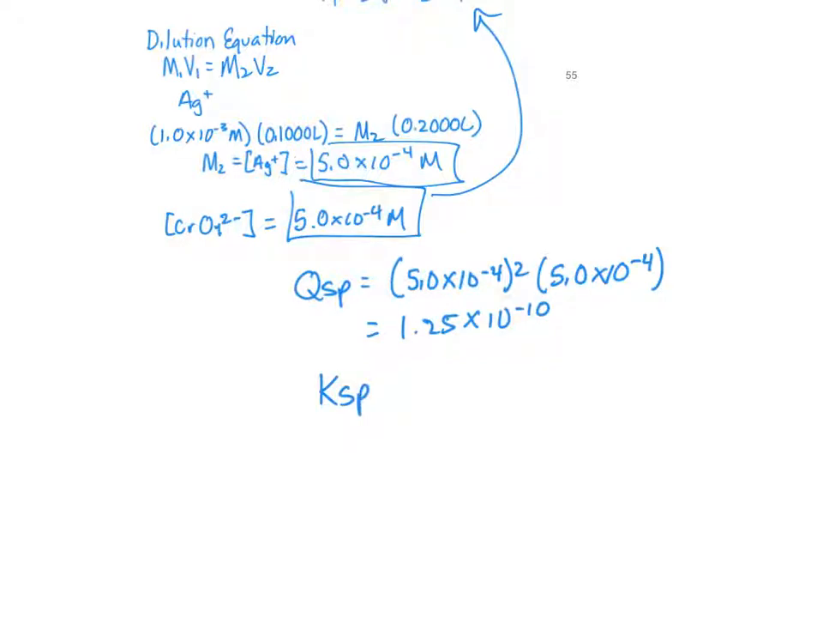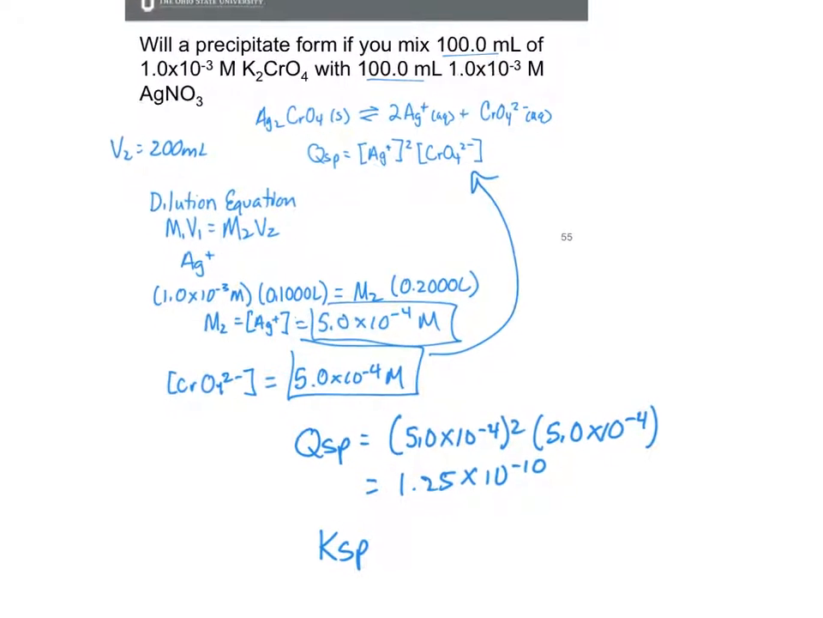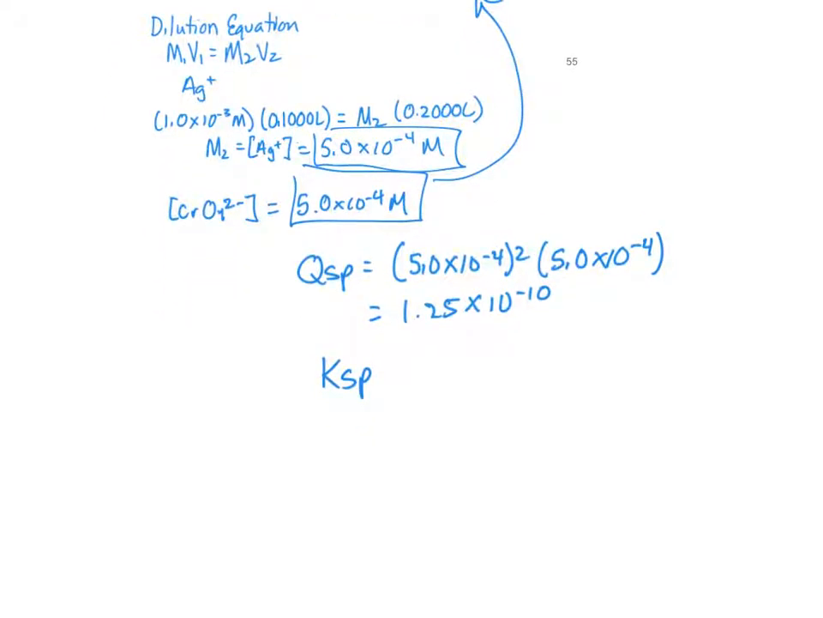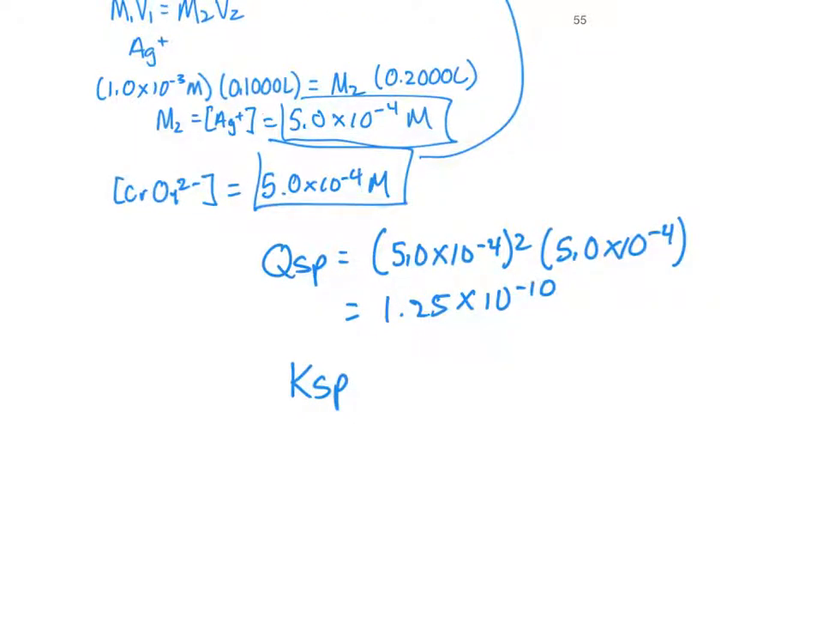K was not given in the problem. Oh, okay. Well, I'll just tell you, because this is something you would look up in a table. KSP is equal to 1.1 times 10 to the minus 12. So in this case, Q is greater than K, and so a precipitate will form. The salt is insoluble.